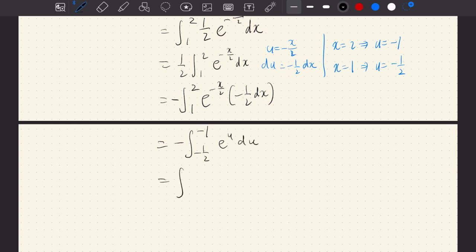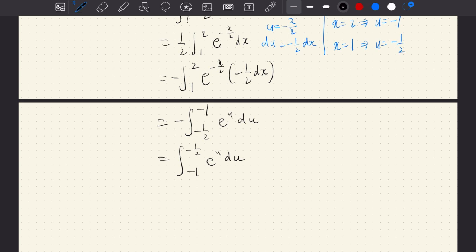So this is equal to the integral from negative 1 to negative 1/2. Here we're flipping the upper and lower limits of integral so that we can eliminate the negative sign in the front. So eventually you get e to the u evaluated at negative 1/2 and negative 1. Okay, so this is equal to e to the negative 1/2 minus e to the negative 1. Okay, so this is our answer here.